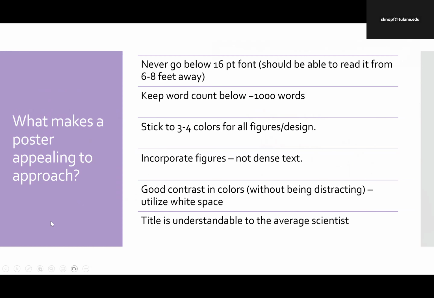Try not to do dense text, as I've mentioned before. Make sure that you have good contrast in your colors without being distracting. This will also make it disability friendly for those who have dyslexia or things like that. I also suggest Googling dyslexia-friendly fonts, and colors that are good for people with different types of color blindness, because that will make things more accessible as well. And then make sure your title, as I mentioned, is understandable to the average scientist or the audience that you're going to have at your poster presentation.